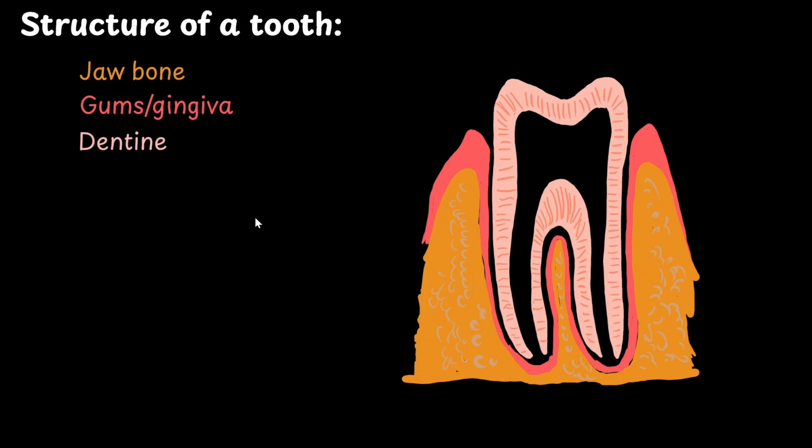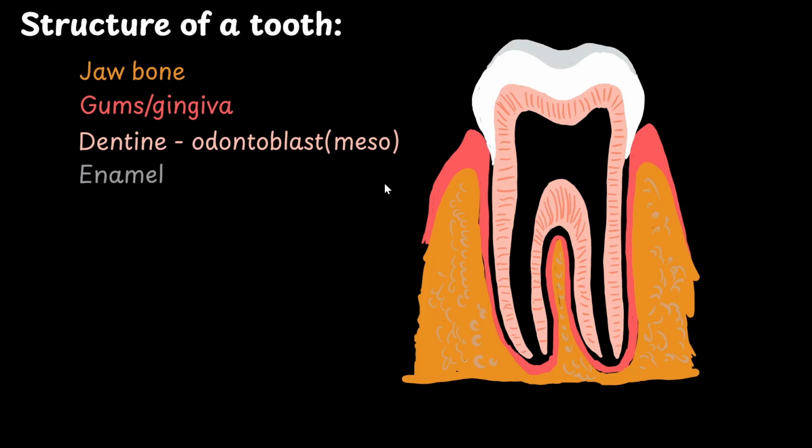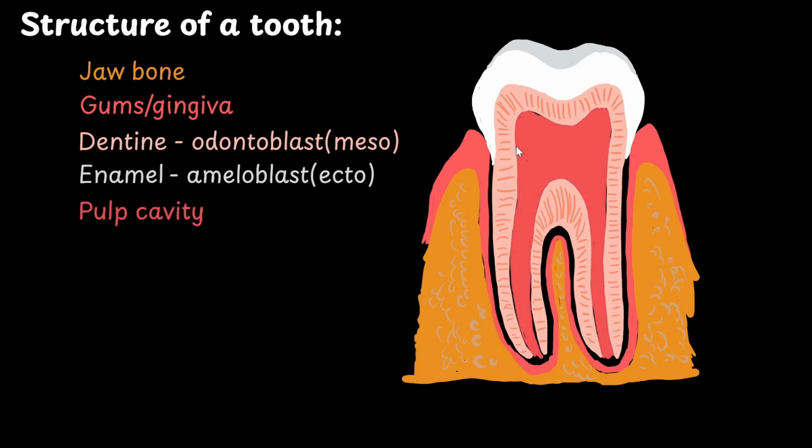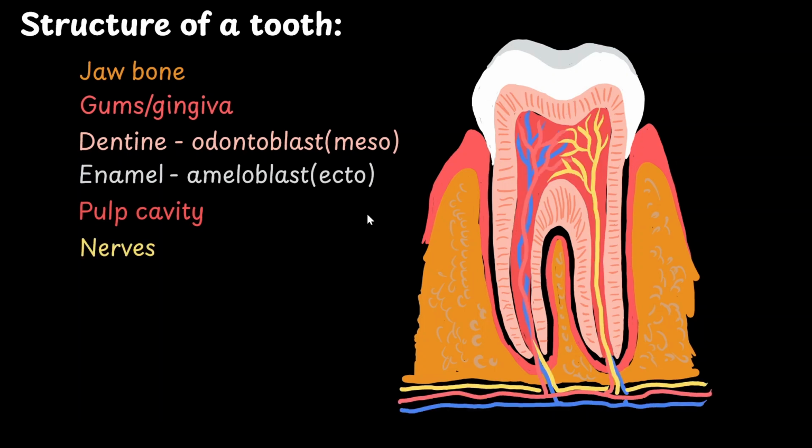Dentine is secreted by special cells called odontoblasts that come from the mesodermal layer. The dentine is protected on top by a substance called enamel, which is the hardest substance in the human body. Enamel is secreted by specialized cells called ameloblasts, which come from the ectoderm. Within the dentine, we have a space which is called the pulp cavity. The pulp cavity is filled with blood vessels as well as nerves.